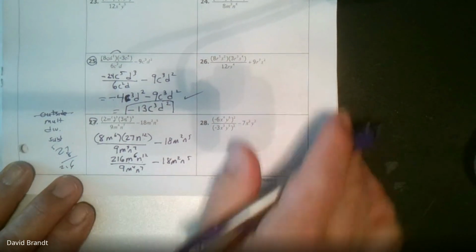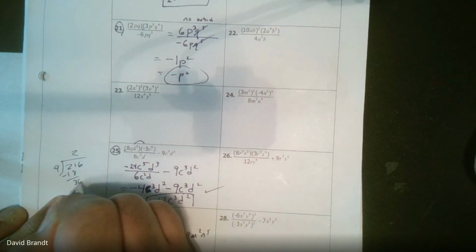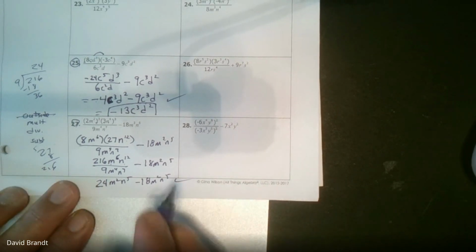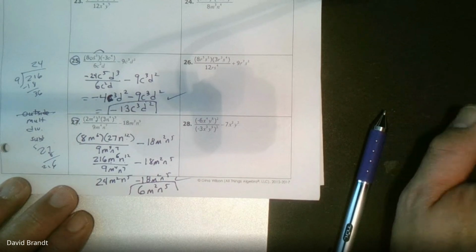Now you divide. I don't know what 216 divided by 9 is. Let's figure that out. 9 into 216. 9 goes into 21 twice. That's minus 18, 36, 24. So 216 divided by 9 is 24. Subtract the exponents. That's M^2. 12 minus 7, that's 5. Are you going to be able to subtract these? The answer is yes. Those are like terms. 24 minus 18 is 6. So 6M^2N^5. That's the final answer for number 27. That had everything in it. So you've got to be careful and make sure you do things in the right order.